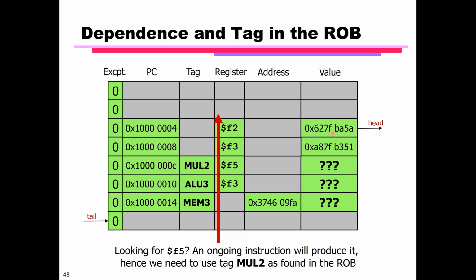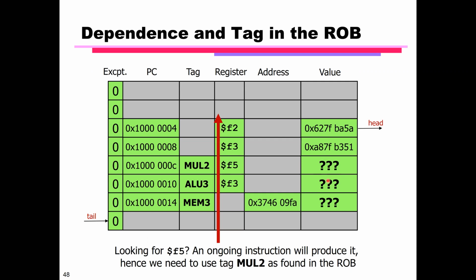Another case is if I'm looking for a specific register, for instance F5, and I don't yet have the value. This is exactly the case where I cannot read the register file, not even bypass the register file.